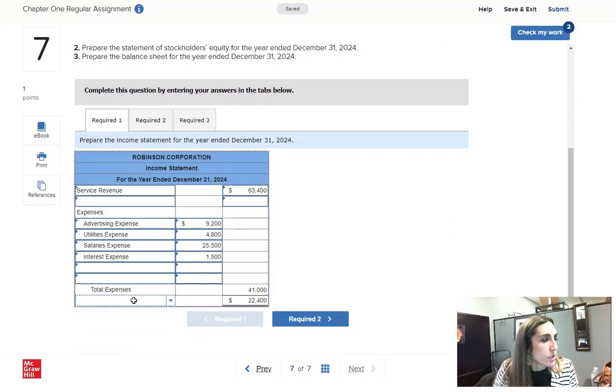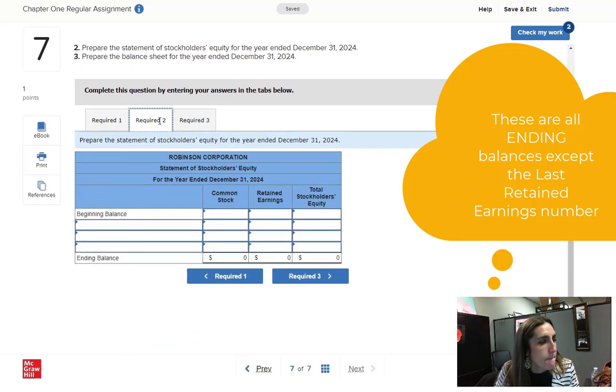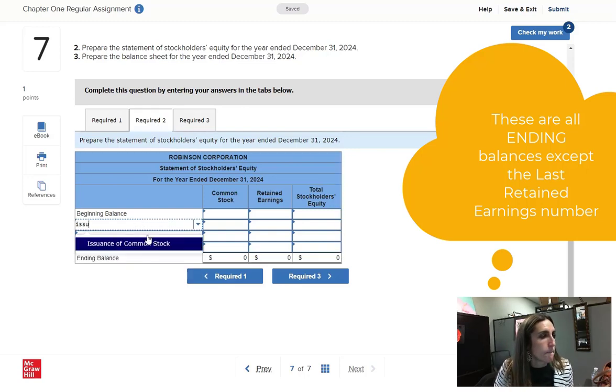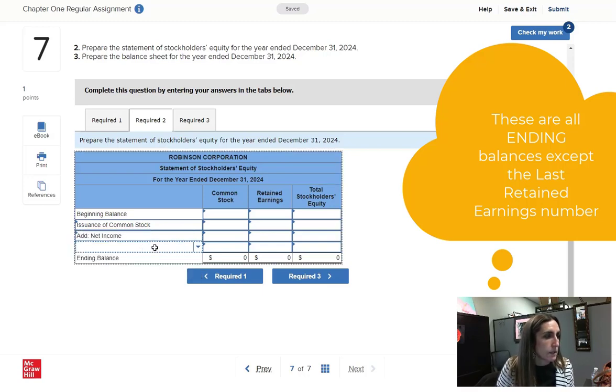At the bottom, we want to make sure that we click the net income box. If you don't, it will say it's incomplete. $22,400 was my net income. I'm going to add net income and subtract dividends.